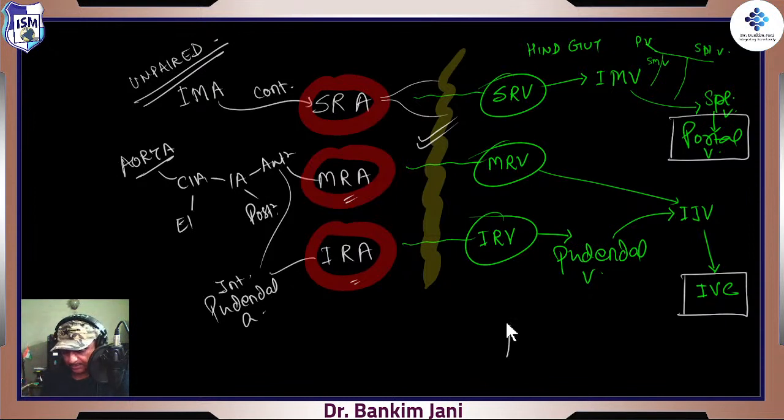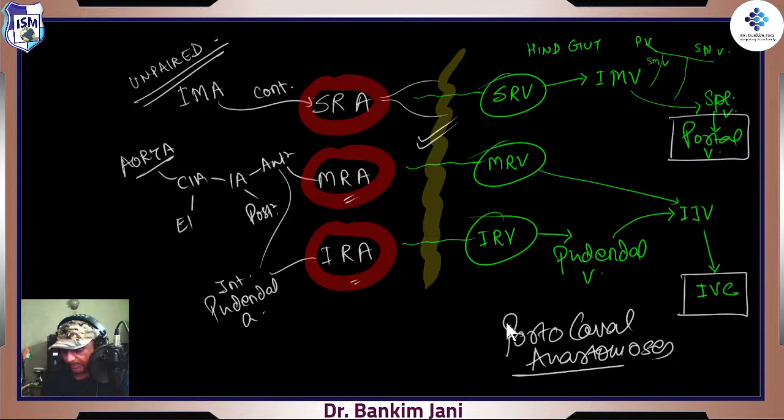So this is porto-caval anastomosis. But where is the anastomosis? Anastomosis means that they should join, right? Here, we have not yet joined anyone, right? So hang on. This much is clear. Now we'll be adding some plexuses into it. So that is where those plexuses will be playing a major role.